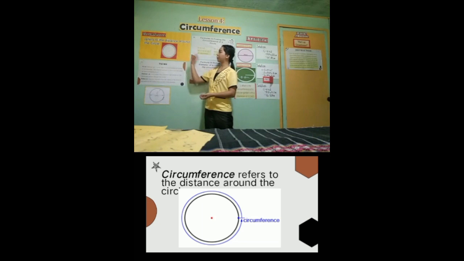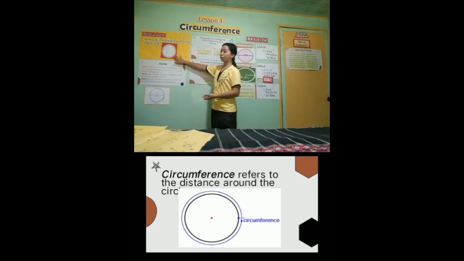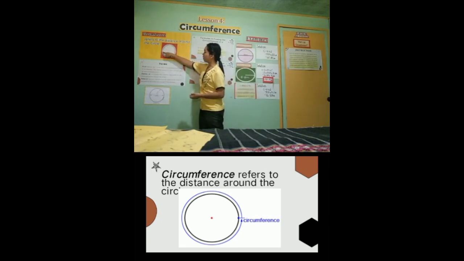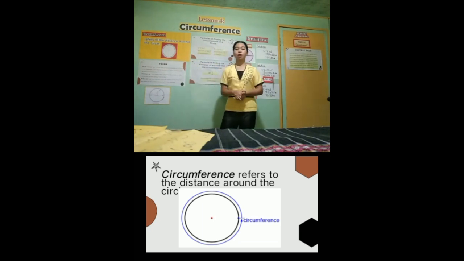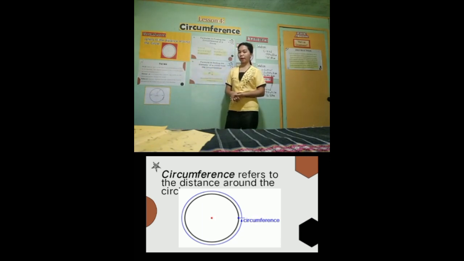Circumference refers to the distance around the circle. So it means that if we are going to open this circle into a straight line, the length of it is the circumference. So this here is our circumference. So now, as we go along with our discussion, we need to know the terms for identifying the circumference of a circle.